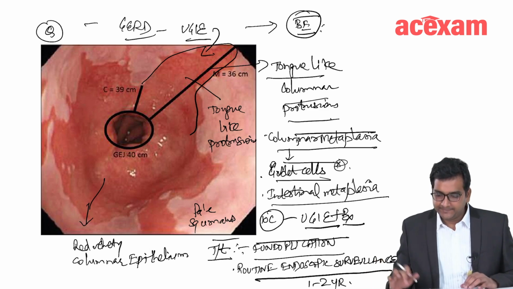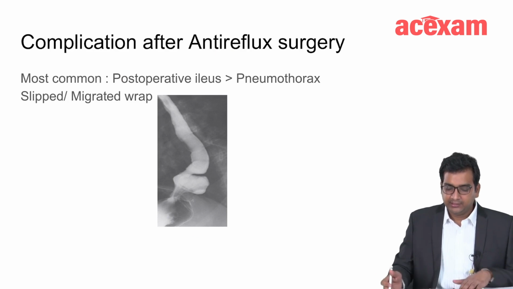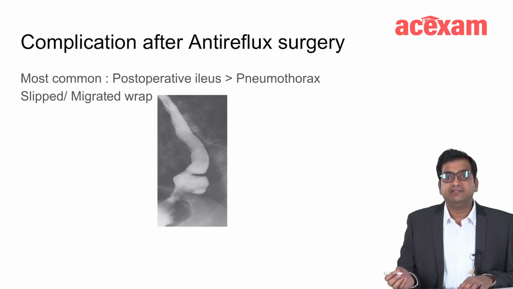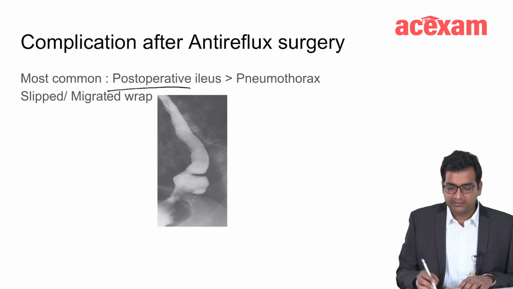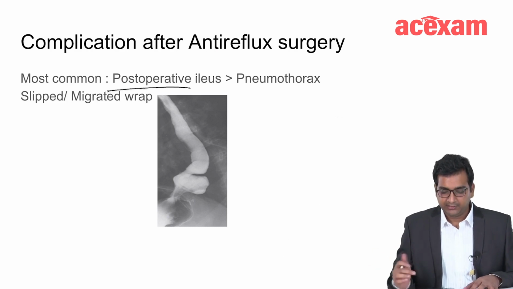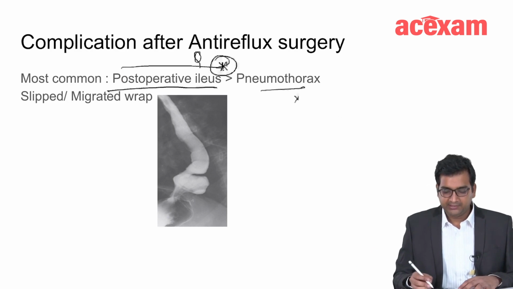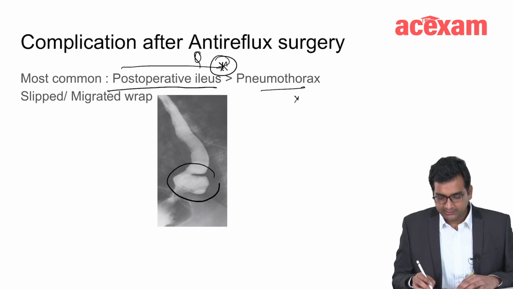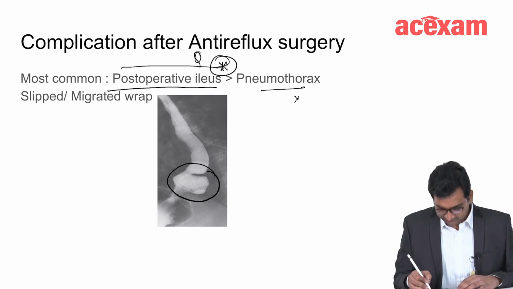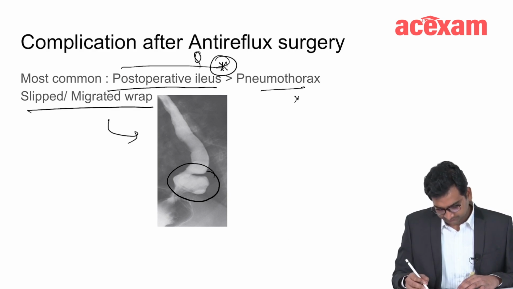Okay. So now what are the complications of anti-reflux surgery? The most common complication after anti-reflux surgery is post-operative ileus. Okay, this is important. Not pneumothorax, not any other thing. It is post-operative ileus. This is a barium picture in which we can see here, this is a wrap which is present inside the chest. So this is a slipped or migrated wrap, which is also a complication. This is important.